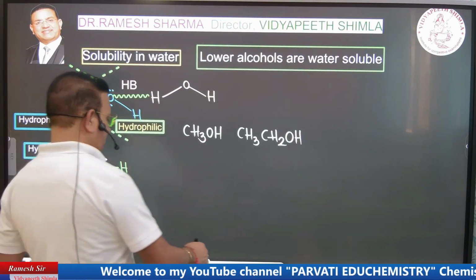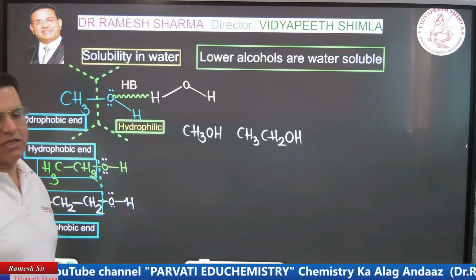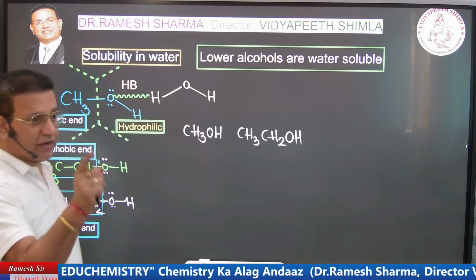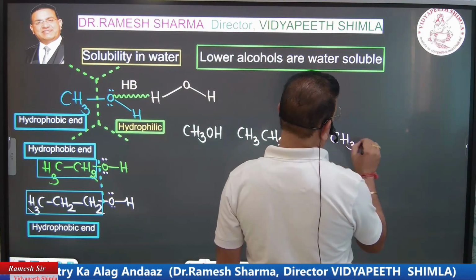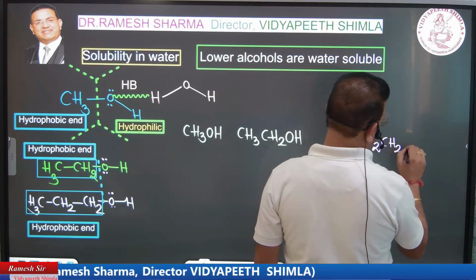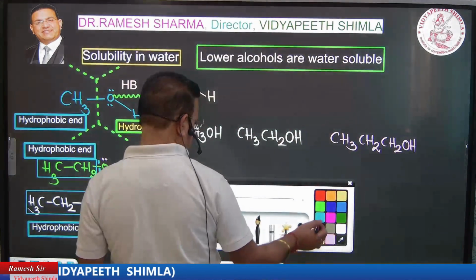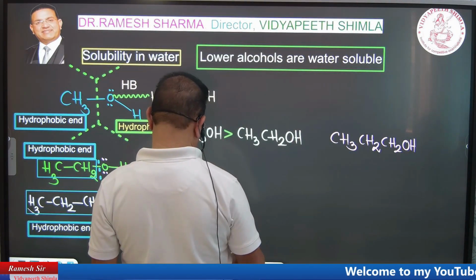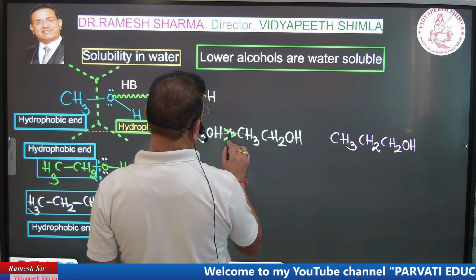We have done that in the solution chapter, and the name of the topic was that alcohol when mixed with water shows positive deviation. It means if we arrange these alcohols, this is their decreasing order of solubility. Methanol is more water soluble.